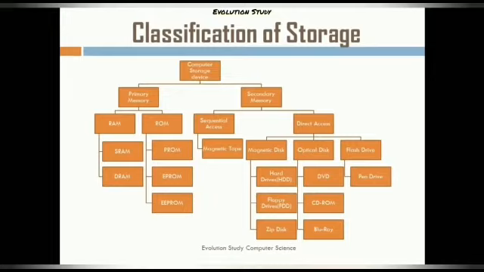Under magnetic disks there are the hard drive, HDD, floppy drive, FDD, and zip disk. And under the optical disks there are DVD, CD-ROM and Blu-ray. And under flash drive there is the pen drive.